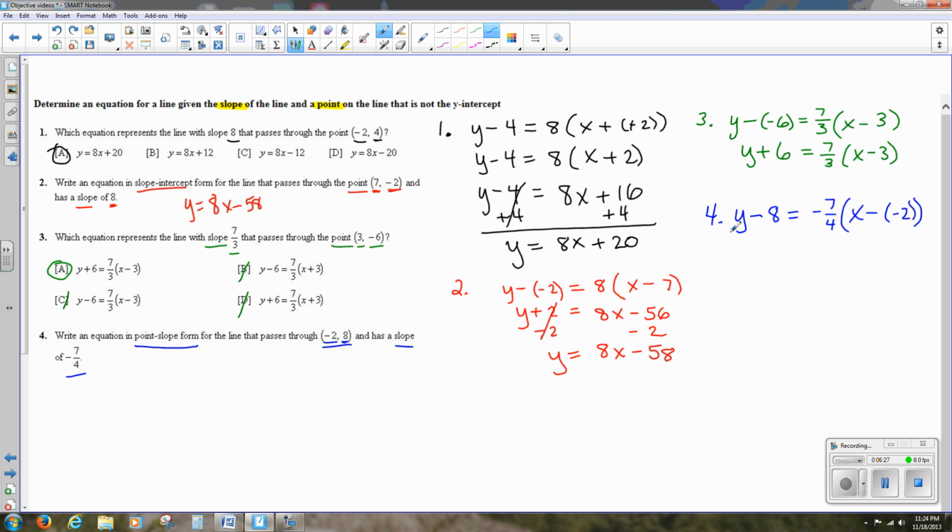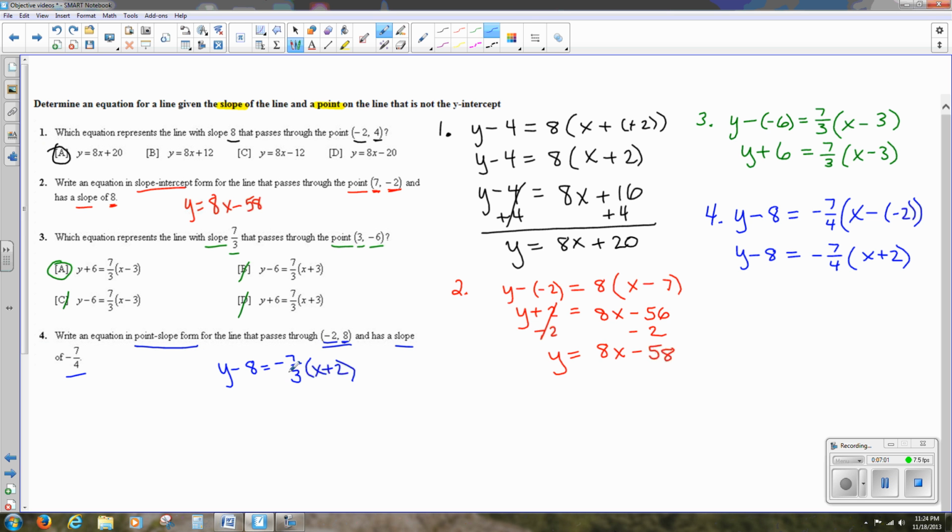All right. This side looks fine. We're going to keep it as y minus 8. Remember, it's supposed to be in point-slope form, so we can just leave it alone. I'm going to leave this slope just like this. And I'm going to clean that up a little bit. Instead of x minus negative 2, we'll call it x plus 2. And there you go. Y minus 8 equals negative 7/3 times x plus 2.